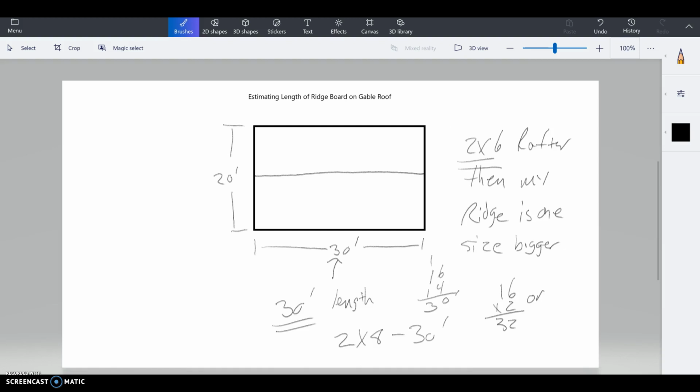So my quantities for my ridge board equals 1 2x8x16, 1 2x8x14. And all I'm going to do is just butt them up together and sandwich them in the middle with some lumber. And that's it.